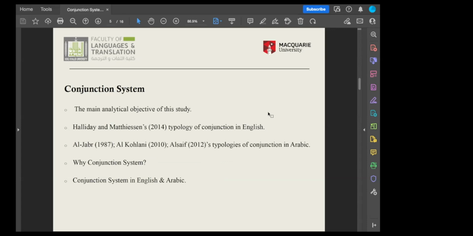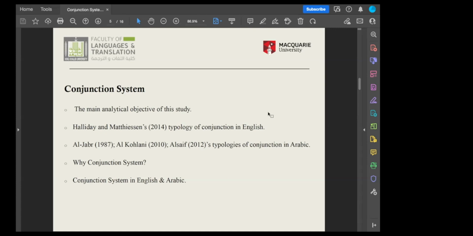And actually, I chose the conjunction system to be my tool here to investigate this kind of change, or the potential change, in the Arabic language. To this end, this study analyzed the conjunction system, or more specifically, the conjunctive items and their logical semantic relations in English and Arabic, as a way to operationalize cross-linguistic influence effects on translated and also non-translated Arabic.